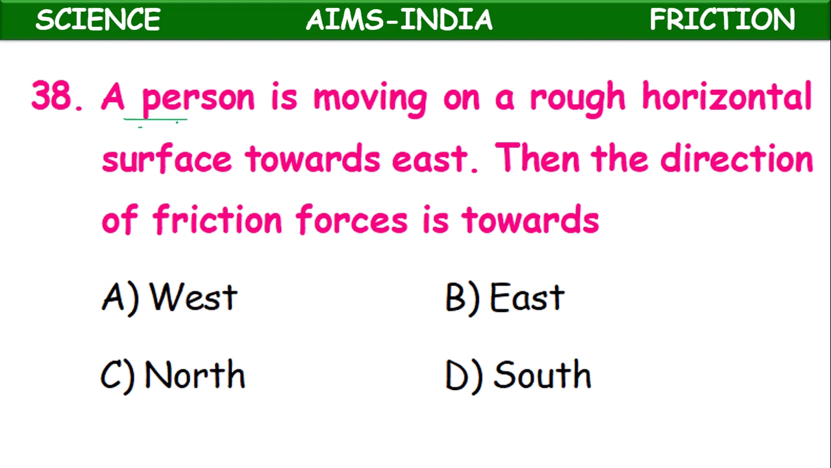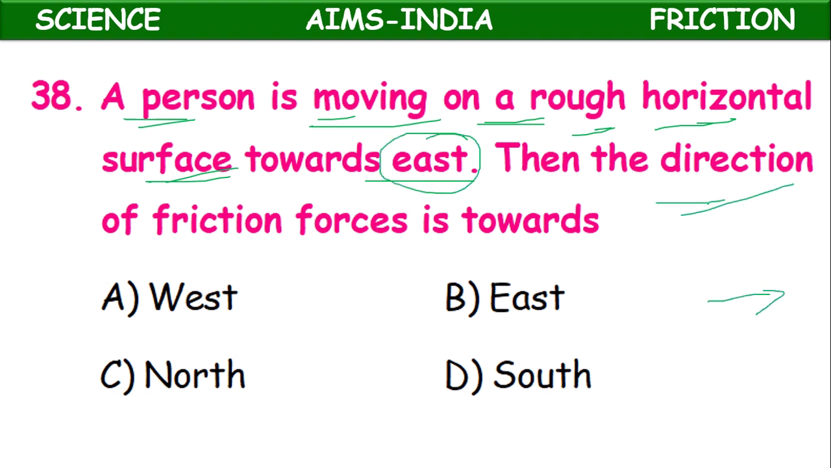Next one. A person is moving on a rough horizontal surface towards east. The direction of motion is towards east. Then the direction of friction will be towards west, because it always opposes the motion. So answer A.